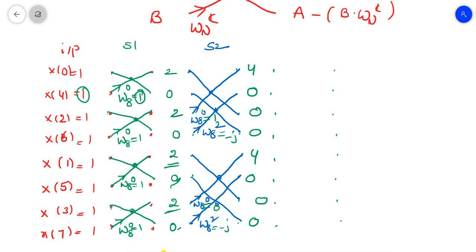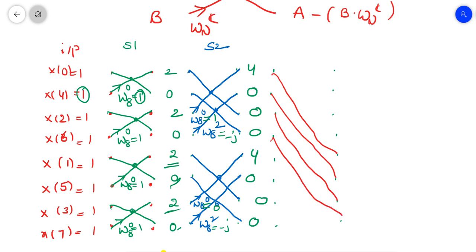So for stage 3, input and output samples are separated by 4 samples. So 4 samples: 1, 2, 3, 4. So you should connect here, 1, 2, 3, 4. Okay, and connect here, and connect here, and this is connected here, and this is connected here, connected here, connected here.